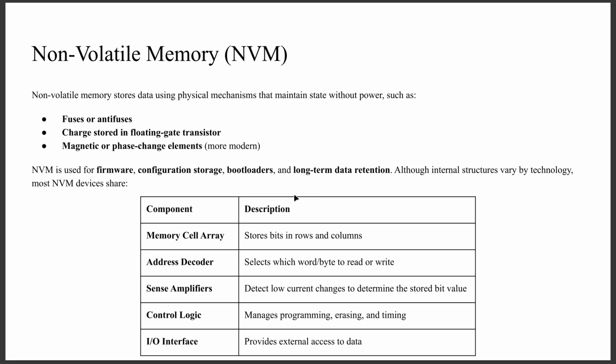Although internal structures vary by technology, most NVM devices share common components. The memory cell array stores bits in rows and columns. An address decoder selects which word or byte to read or write. Sense amplifiers detect low current changes to determine the stored bit value. Control logic manages programming, erasing, and timing. The I/O interface provides external access to data.